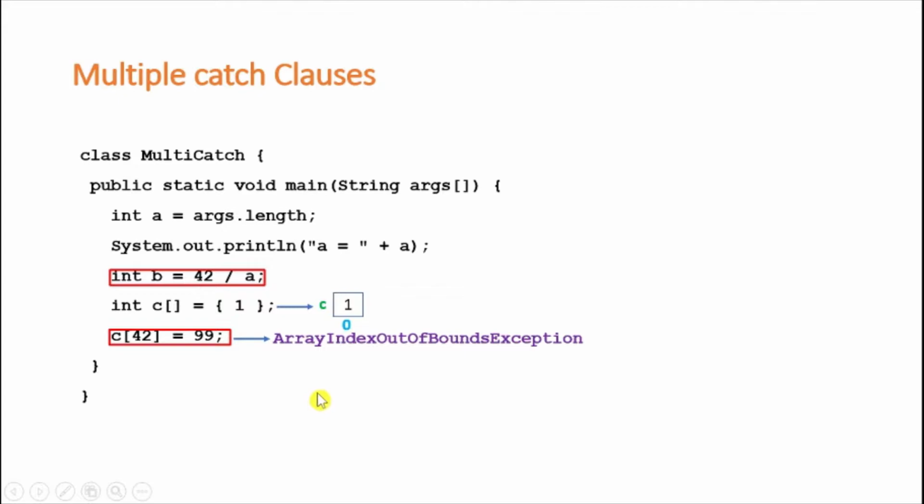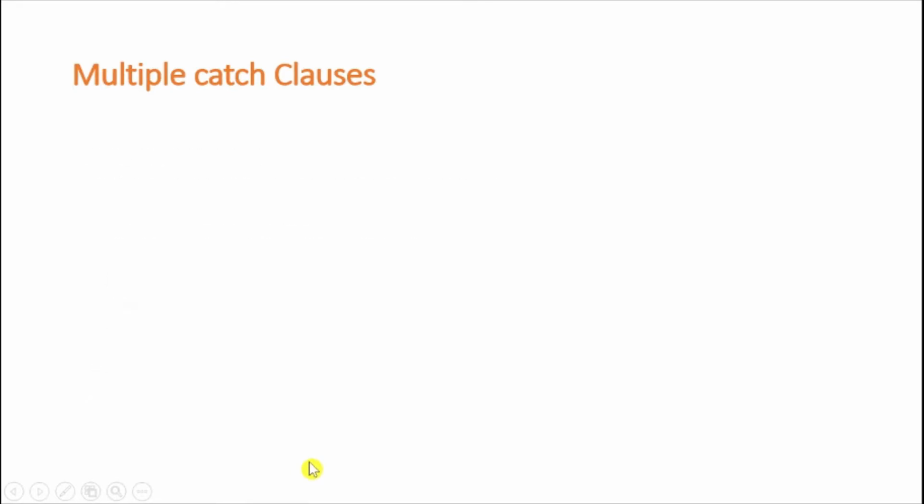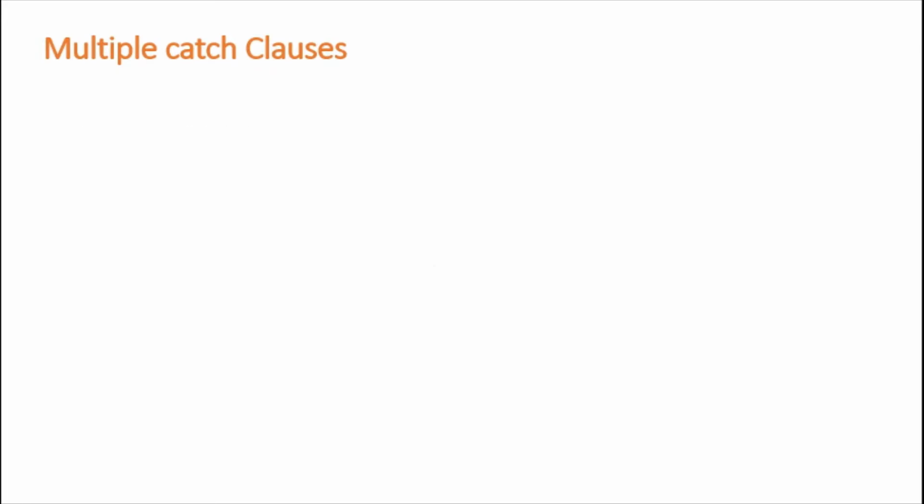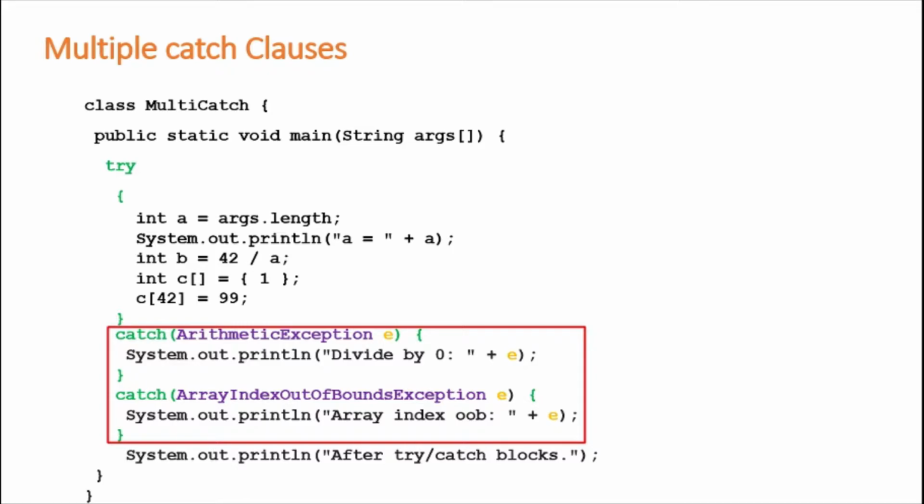So let us place this block of statements inside the try block. And for the try block, we need to write a corresponding catch block. Since the statements inside the try block might throw two different types of exceptions, we need to write a catch block for each exception type, that is, one catch block for ArithmeticException and one catch block for ArrayIndexOutOfBoundsException, right?